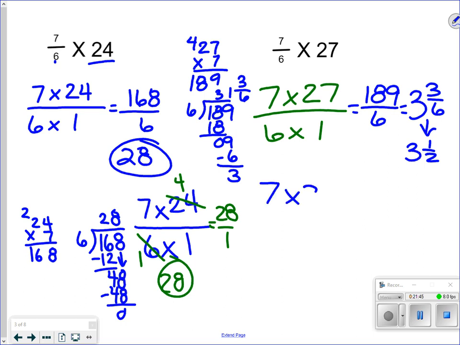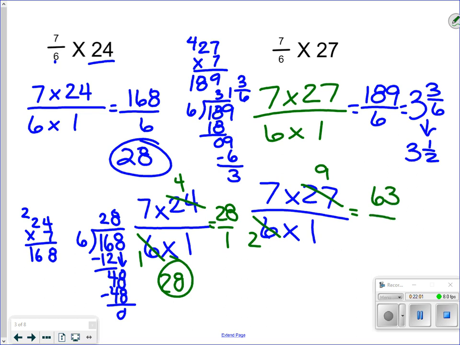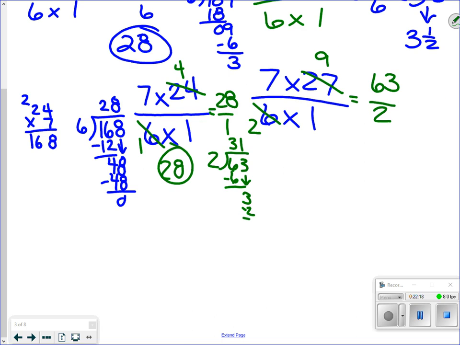Okay, or 7 times 27 over 6 times 1. 3 can go into 6 2 times. 3 can go into 27 9 times. 7 times 9, 63. 2 times 1 is 2. 2 into 63. 2 goes into 6 3 times. 2 into 3 once. Oh, look, it already simplified it for me. 31 and 1/2.